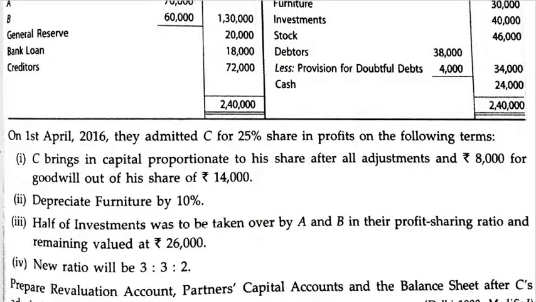He says he is bringing 8,000 for goodwill. He is bringing 8,000 as goodwill. First of all, treat this much part. Leave this out of his share of 14,000. 8,000 he is bringing. The part which he is bringing is to be distributed among old partners in which ratio? Sacrificing ratio. So first we need to calculate sacrificing ratio.